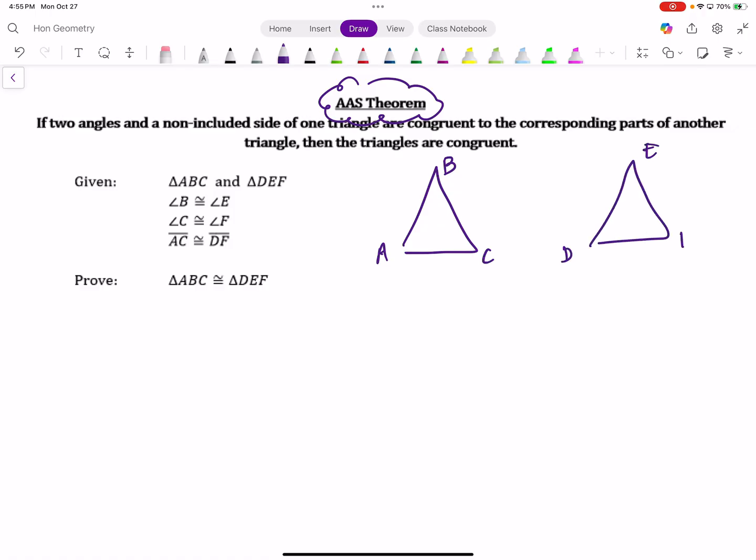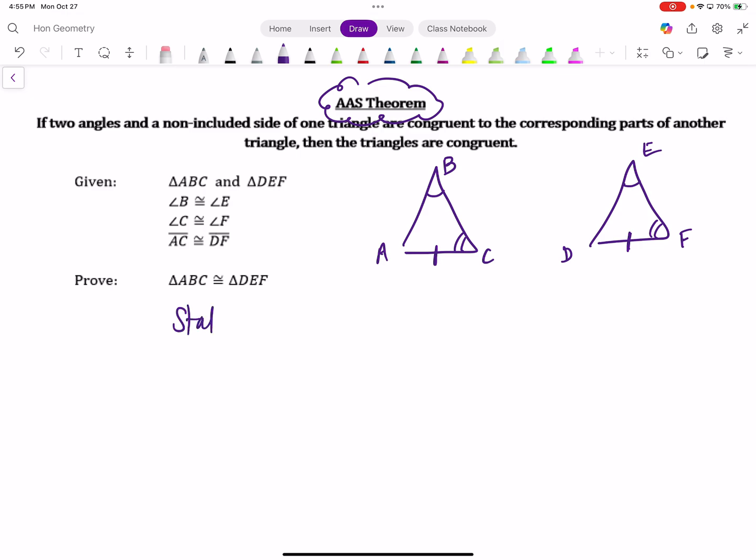So we need a diagram to look at. We know that angle B is congruent to angle E. That E looks weird. Let's fix that. We know that angle C is congruent to angle F. And we know that AC, this length right here, is congruent to this length right there. All right. And we're trying to prove that these two triangles are congruent.